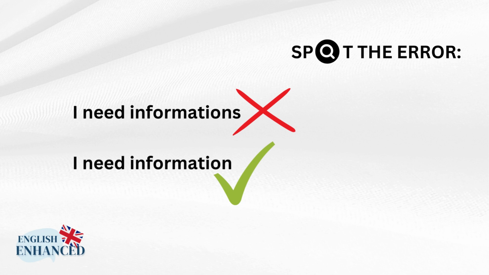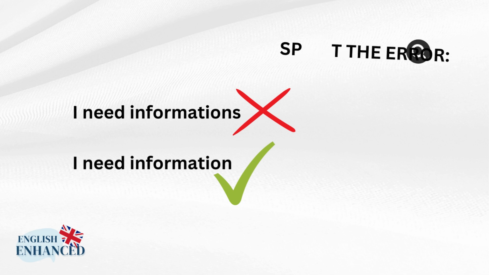So instead we can express different amounts or types of information using other means. So instead of saying informations, we might use pieces of information or bits of information.